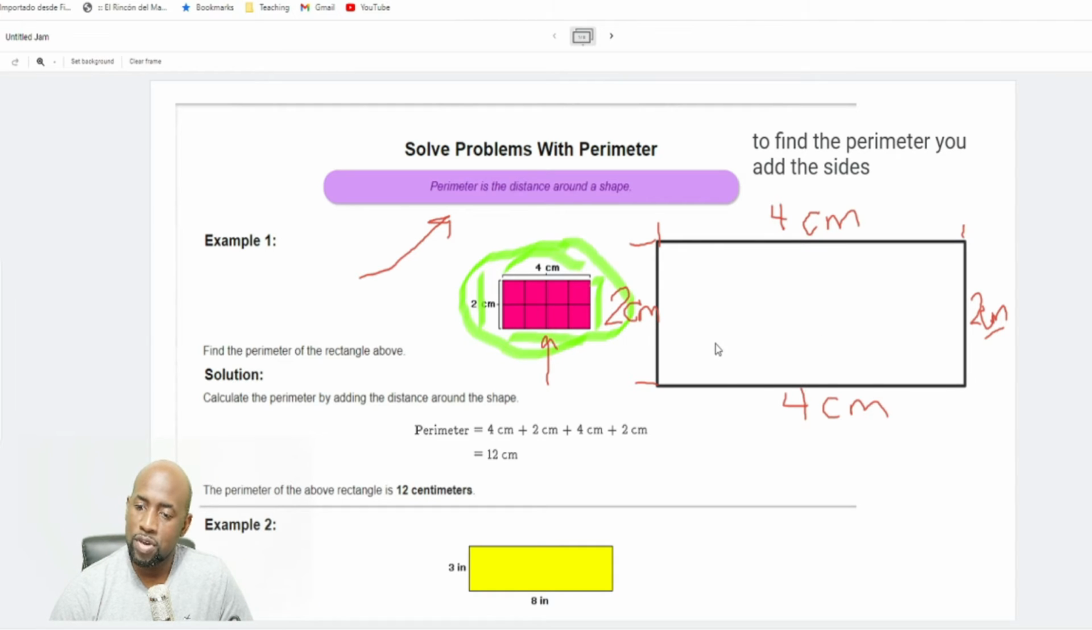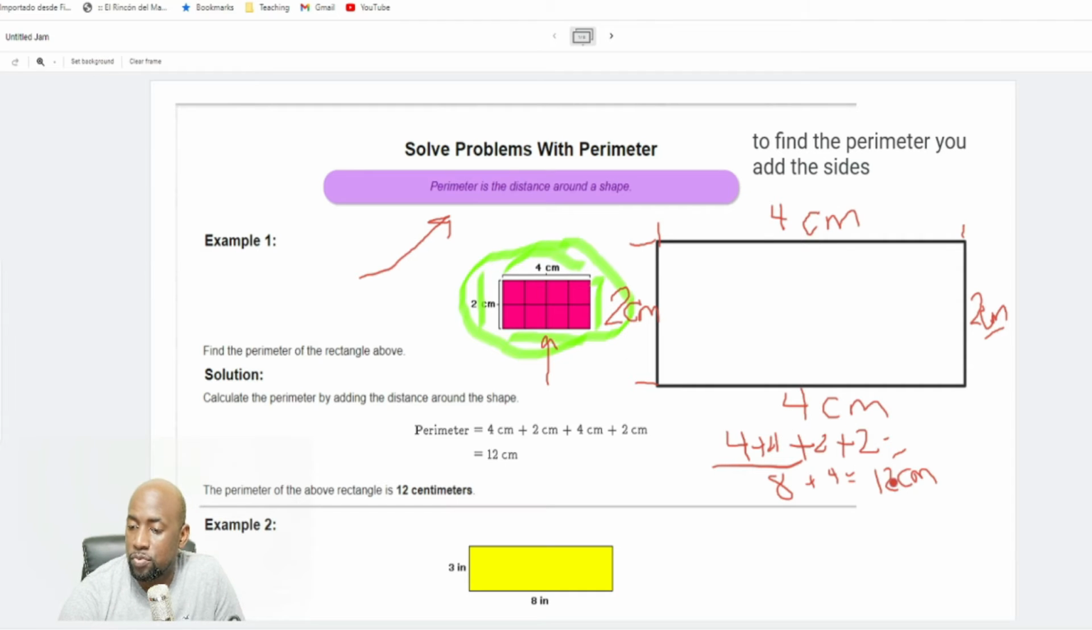So if we are going to add the sides, basically here you can see 4 plus 2 plus 4 plus 2, or you can do 4 plus 4 plus 2 plus 2, and the answer is going to be the same. 4 plus 4 is equal to 8, plus 2 plus 2 is equal to 4. And if you add 8 plus 4, it is 12. You are going to be finding the same answer, which is 12 centimeters. This is one side.